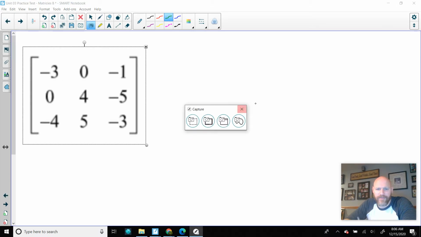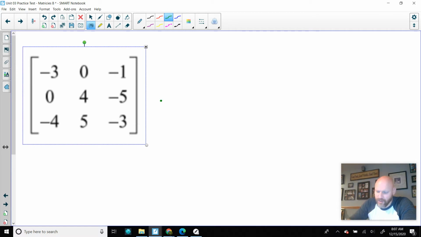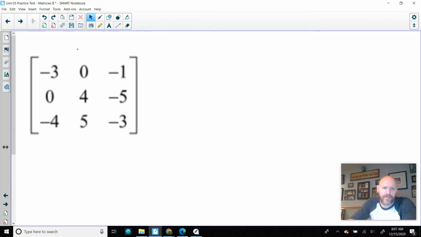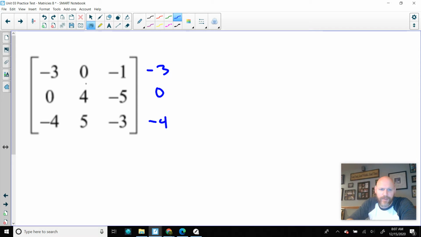Okay, the mechanic for this one, the first thing that you're going to do is rewrite the first 2 rows. When we do a 3 by 3, the first thing you have to do is grab the first 2 rows and rewrite them. Negative 3, 0, and a negative 4. We take the second row, rewrite it. We have a 0, a 4, and a 5.